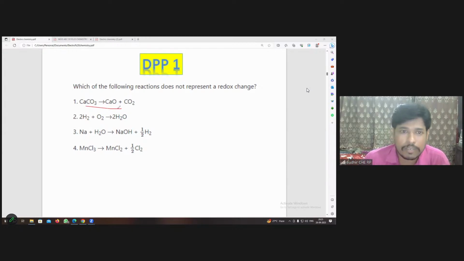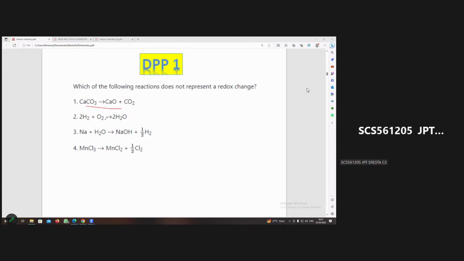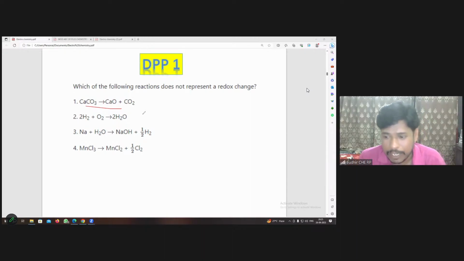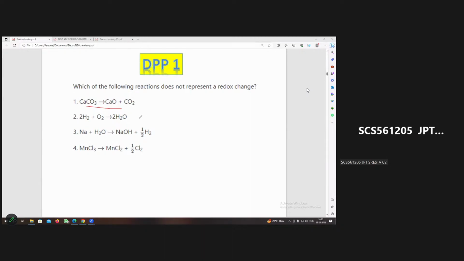I think Shrestha. Sir, yes. First equation maybe. Esma, first equation, right? Sir. Okay, very good. First equation is not a redox reaction.